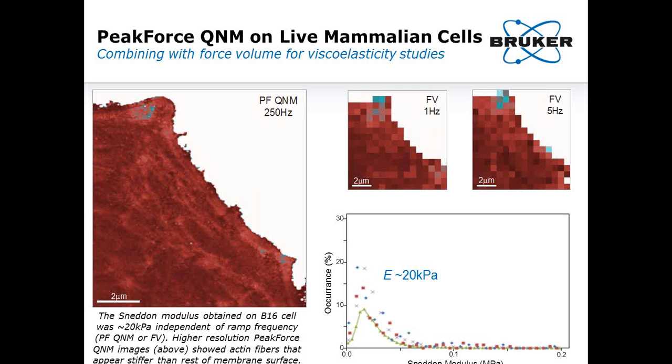One thing to note is that force volume images were collected at low resolution, at 16 by 16 pixels. This was done to save time, but the resulting modulus maps do not have enough resolution to clearly identify the actin fibers in the cytoskeleton that are visible in the PeakForce QNM image on the left.